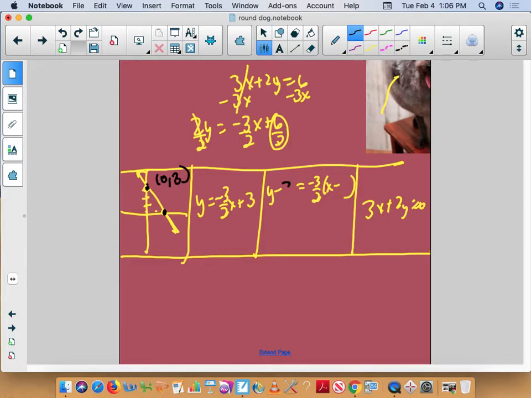Y minus y, x minus x, and you can just leave it like that. But pick a point on the line and fill it in. That's point slope form. We can just leave it.